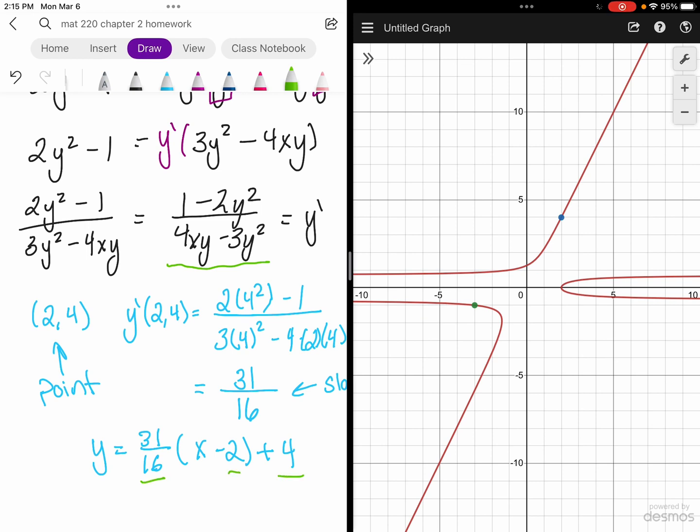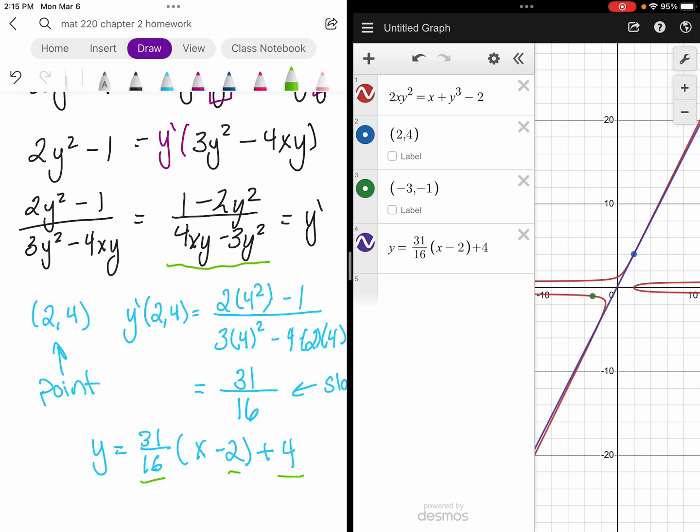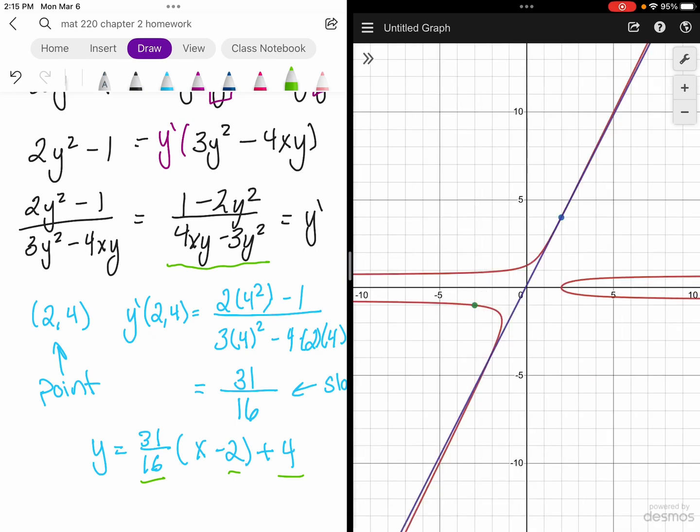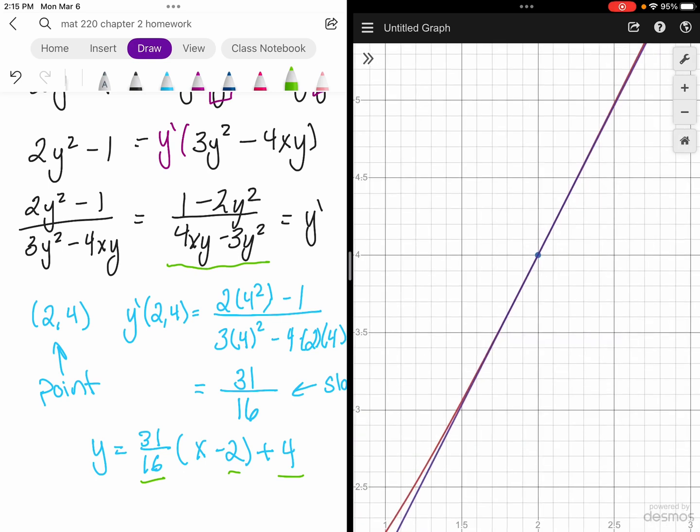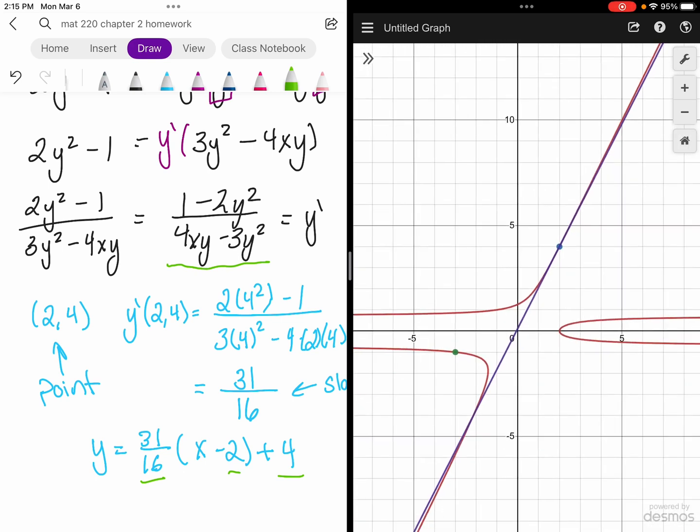And ta-da! If I go over to my graph here, I'll notice, there's my tangent line. It touches at the point. It doesn't matter that it passes through another section of the graph. I'm really just focused on what it's doing right around that blue point, and yep, it's a tangent line. So I did it correctly. I would basically repeat that process for the other point at -3, -1, and get a new slope, and then a new tangent line.